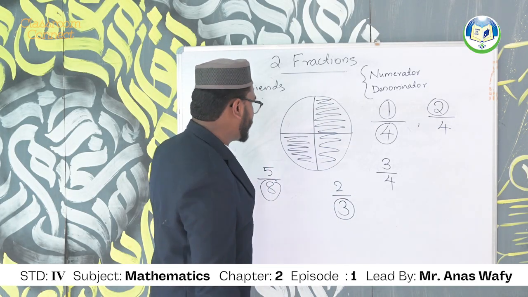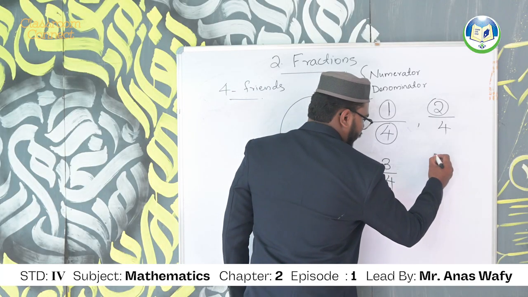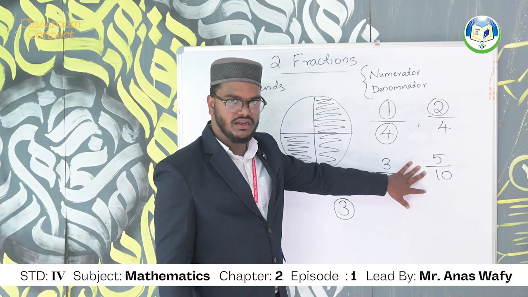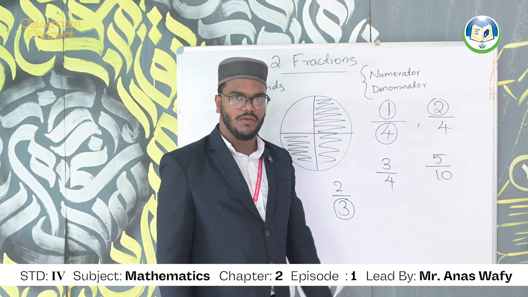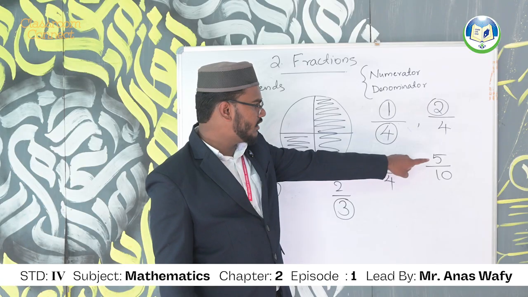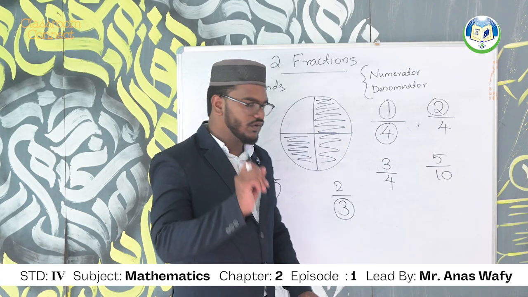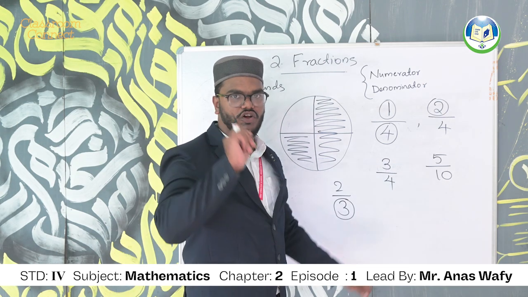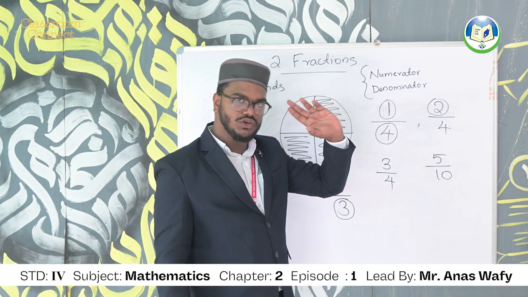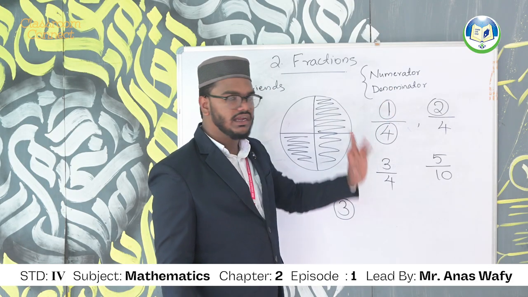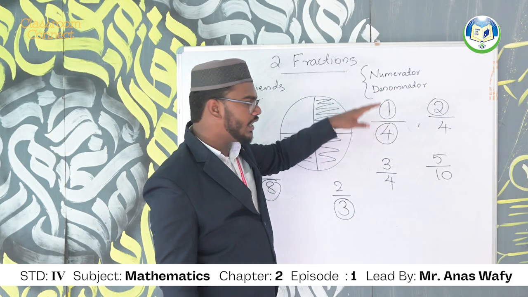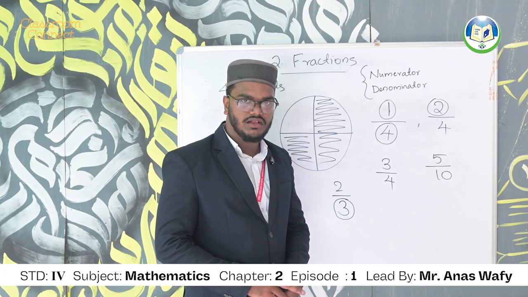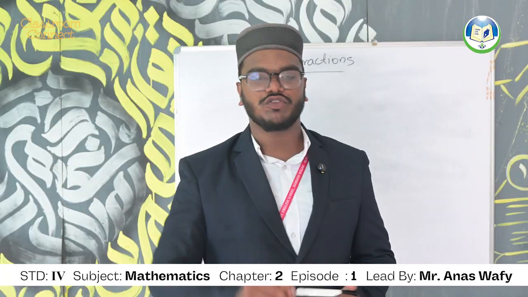So let me ask you a question. Here 5 by 10. Okay, 5 by 10. So in this question, which is the numerator and which is the denominator? First of all, which is the numerator? Yes, very good. The numerator is 5, and what will be the 10? 10 is the denominator. So these are the 2 terms you should remember: numerator and denominator. Numerator means the number above the line, and denominator means the number below the line. Did you understand? Next, we are going to study the types of fractions.